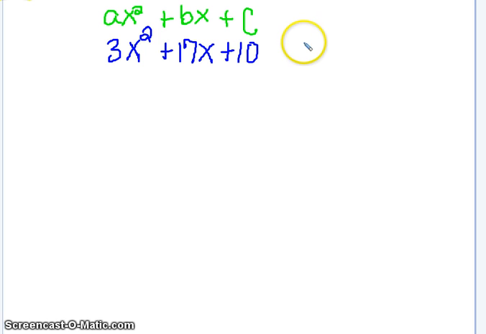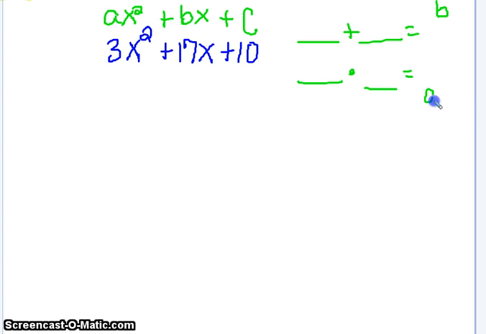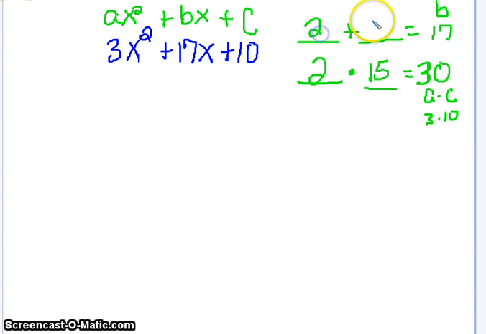So now we are going to say something plus something equals our b, and something times something equals our a times c. They add to give you 17, and they multiply. In this case, you've got to be careful. My a is 3. My c is 10, so it's not just the last number. It's actually going to be 30. They multiply to give you 30. Well, this one's pretty easy. 30 is divisible by 2 and 15. So we can see that 2 and 15 are going to be my two factors.